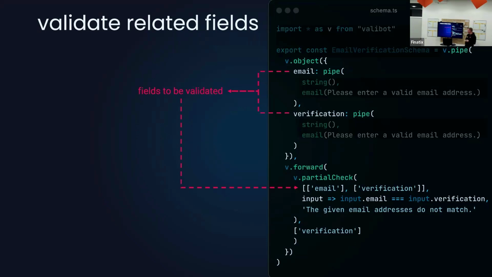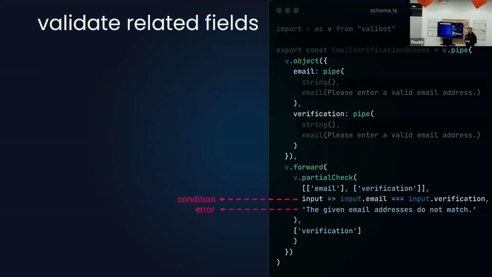And what you can see here is that we have a forward. So you want to forward an error. And here we can do a partial check. So we want not to validate everything in the whole object, just a few fields. And then I pass just the fields that I want to validate. I add my own condition here, how the validation should be run. And I can also provide a validation or error message if something is not correct.